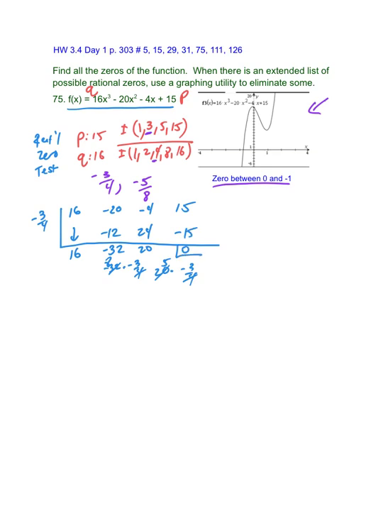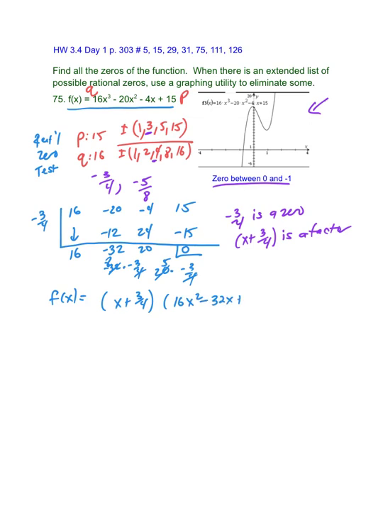If we had tried -5/8 or -1/2, those are the other options, they would not have been zeros. So based on this, we can say that -3/4 is a 0. And x plus 3/4 is a factor. Going from there, let's start factoring this function. So f of x is equal to x plus 3/4 times 16x squared minus 32x plus 20.